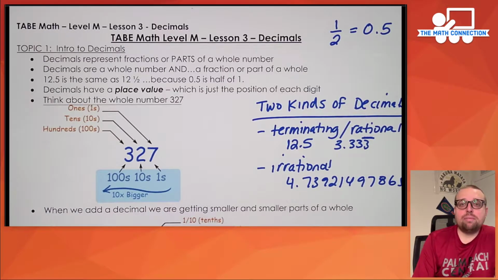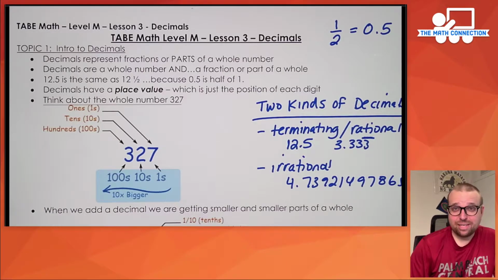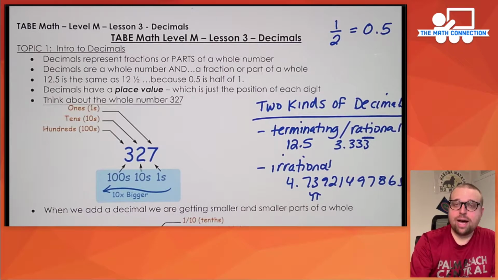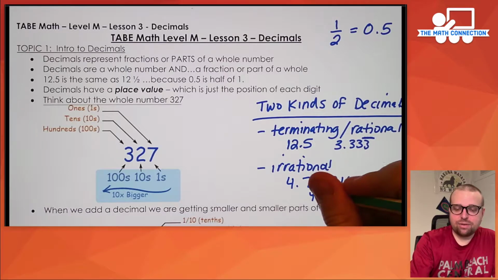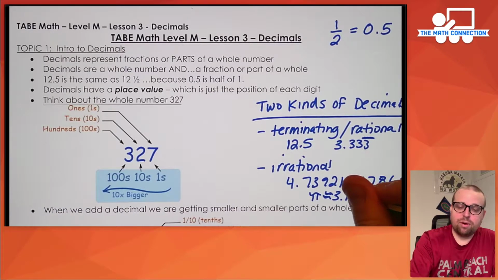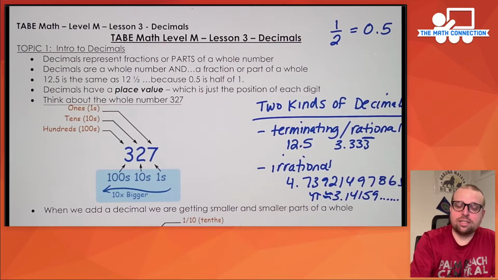Another example of an irrational number that you may have seen before would be pi. If you've ever seen the symbol pi, or the definition of what pi comes out to, pi is, I shouldn't put equals, I should put approximately 3.14159 dot dot dot, because it's an irrational decimal. It just goes on forever and ever with a bunch of random numbers there.